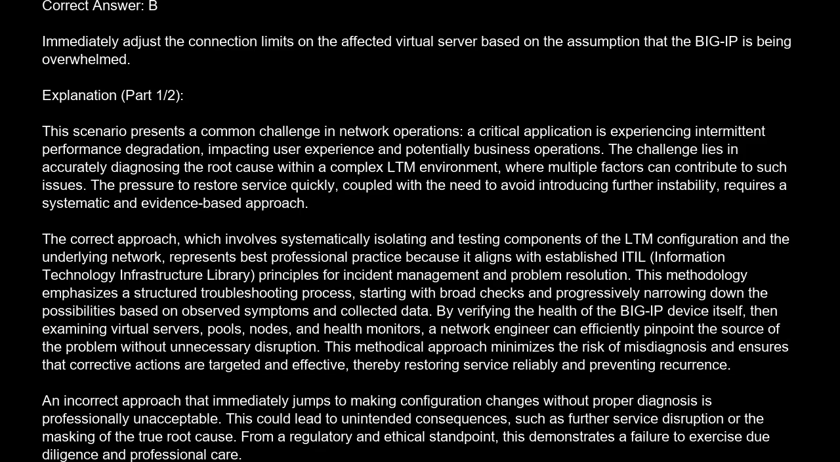The correct answer is B. Immediately adjust the connection limits on the affected virtual server based on the assumption that the BIGIP is being overwhelmed. Explanation. This scenario presents a common challenge in network operations. A critical application is experiencing intermittent performance degradation, impacting user experience and potentially business operations.